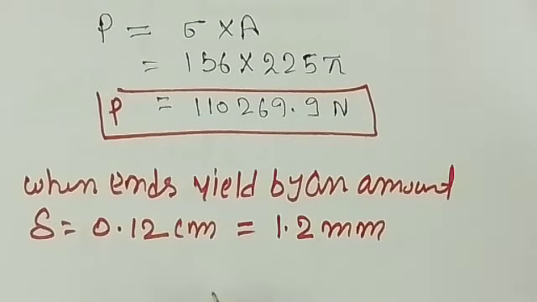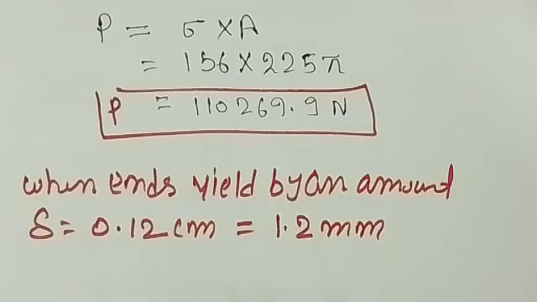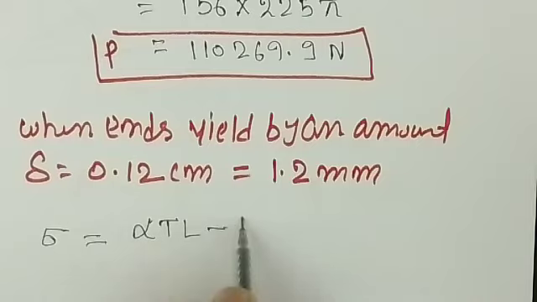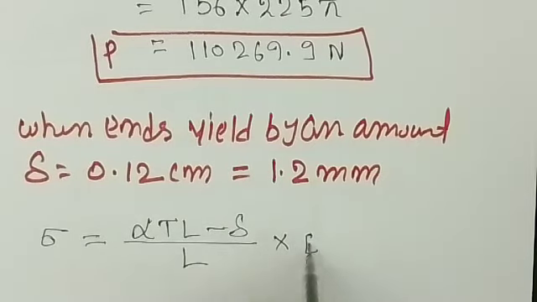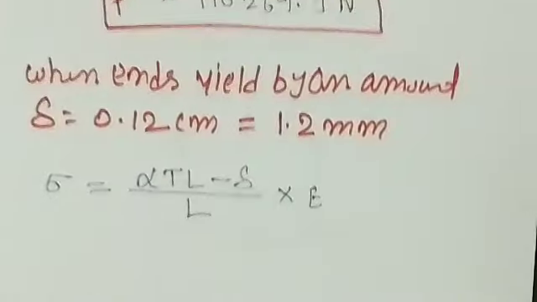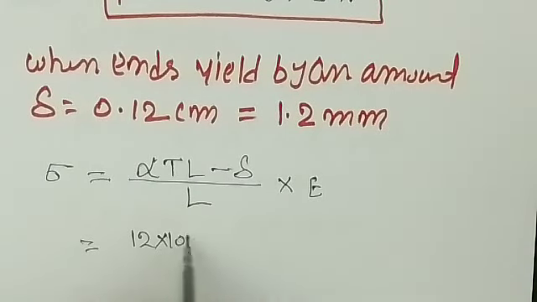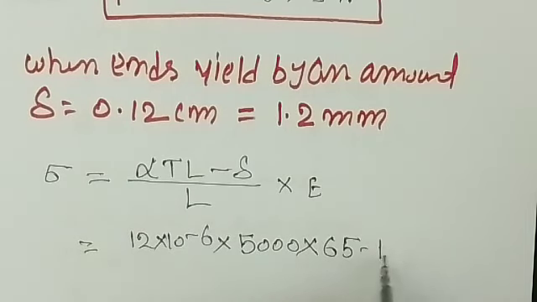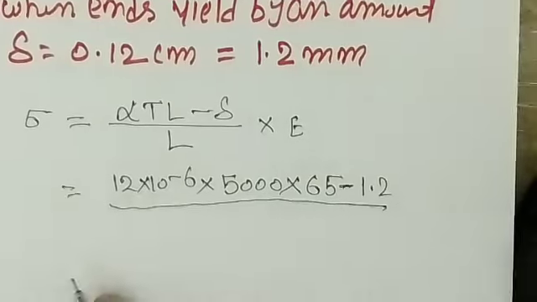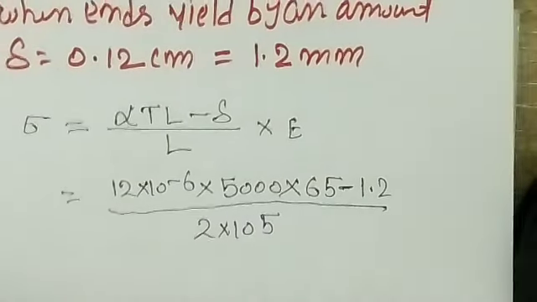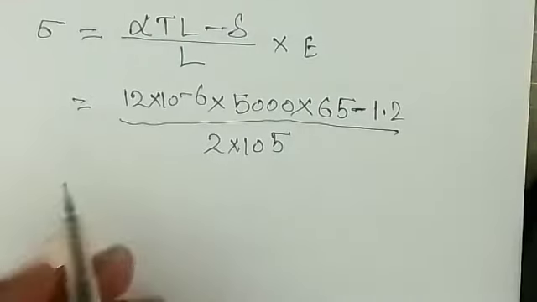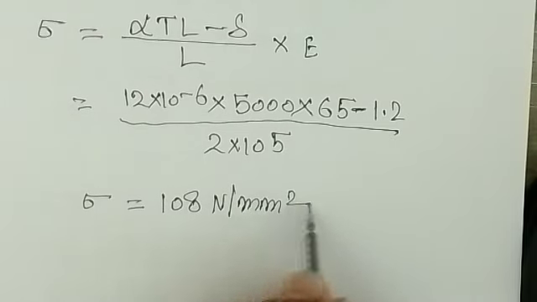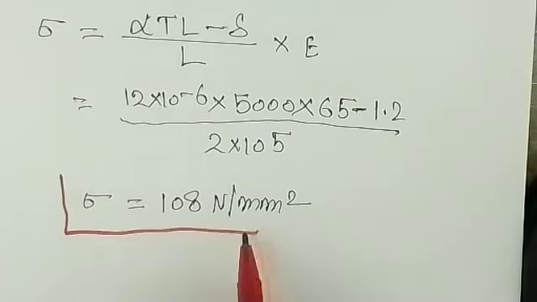In case of yielding, the stress formula is (alpha T L minus delta) by L into E. So the thermal stress sigma is equal to (alpha T L minus delta) by L into Young's modulus. This is the formula we have just discussed. Put the values: alpha is 12 into 10 to the power of minus 6, L is 5000, temperature is 65, minus 1.2, by L, into Young's modulus 2 into 10 to the power of 5. When you calculate this value, you'll get the stress in case of yielding as 108 Newton per mm².